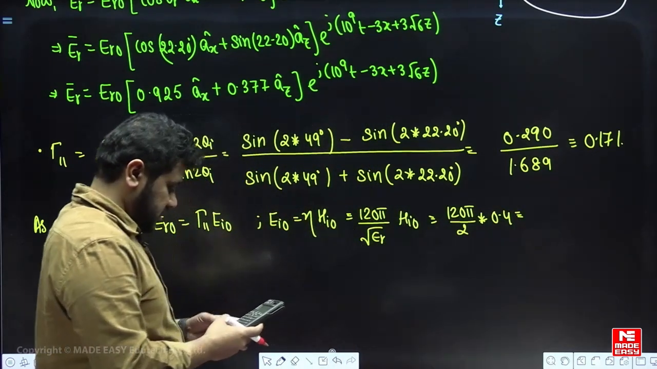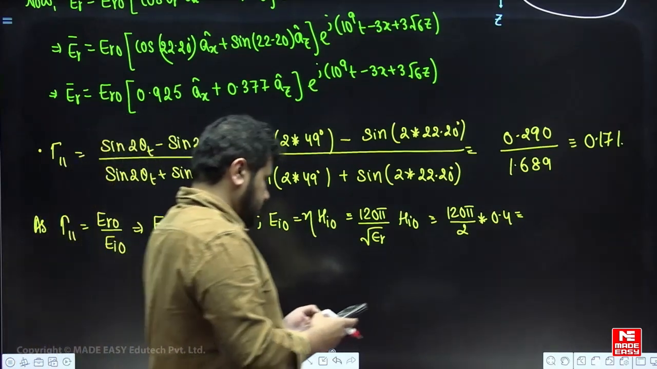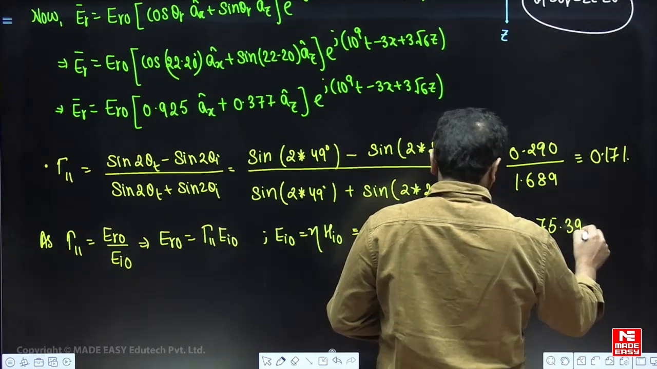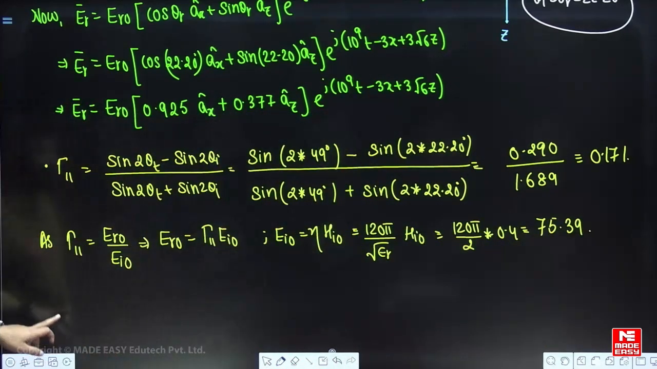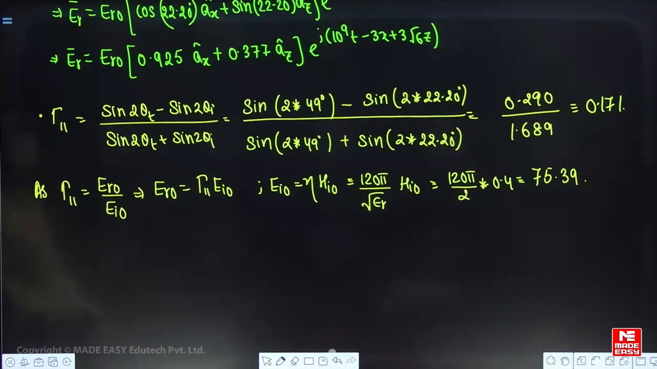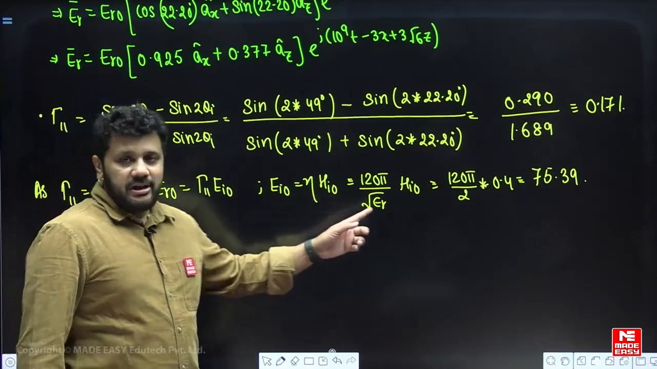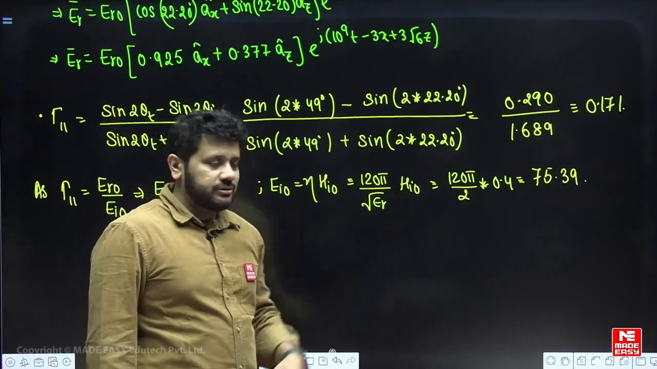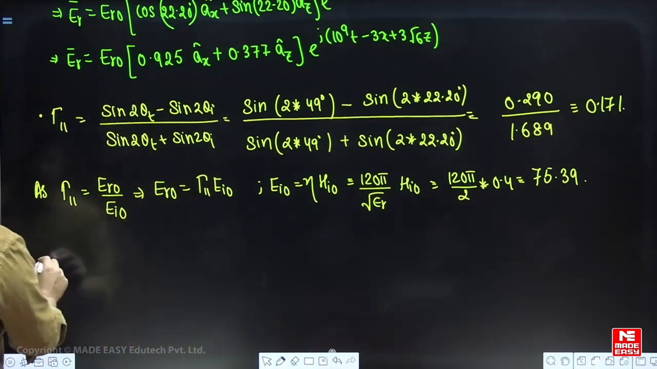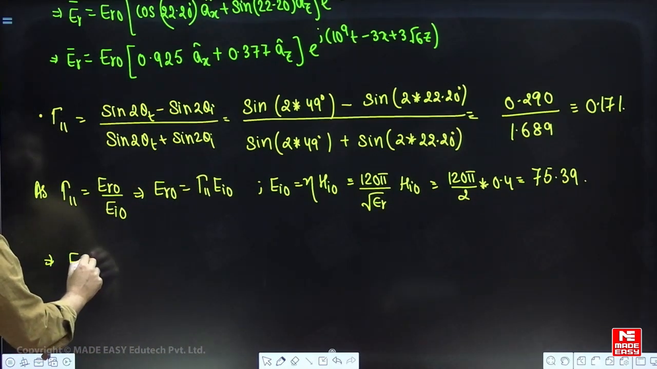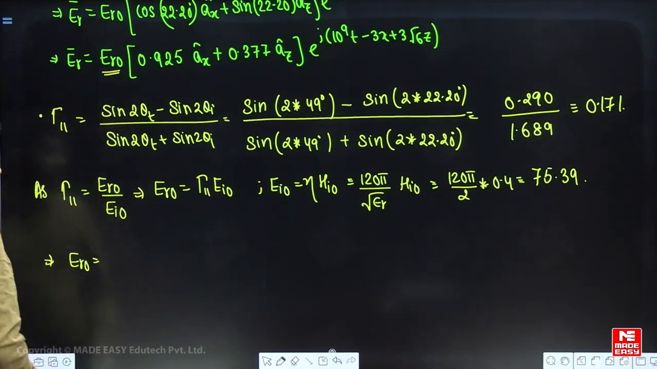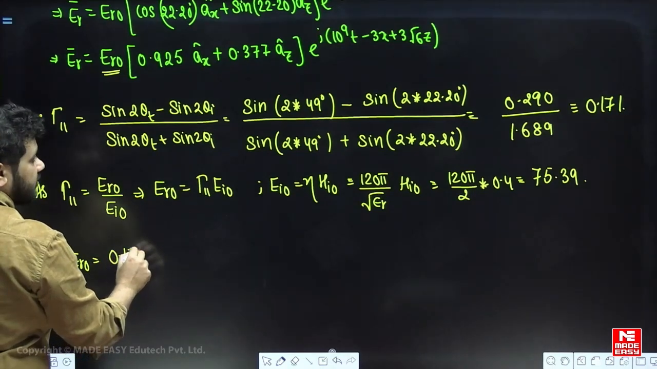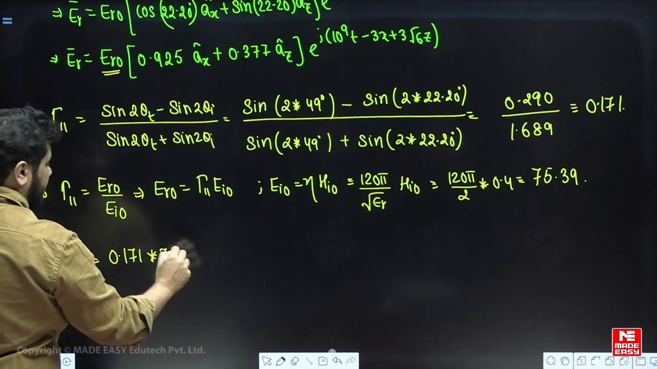So this is how much? This is 60 pi into 0.4, 75.39, right. So I have got the value of E i naught. Since the medium is dielectric, that is why I have to divide by root of epsilon r. H i naught is given as 0.4, right. So therefore what is your E r naught? We are left with only this value. So E r naught is equal to gamma parallel, how much? 0.171 multiplied by 75.39.